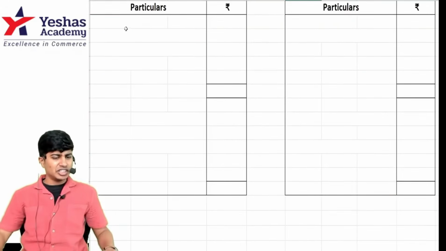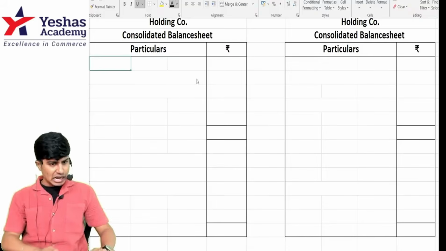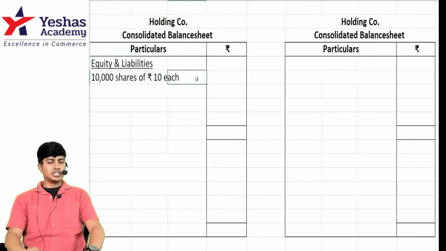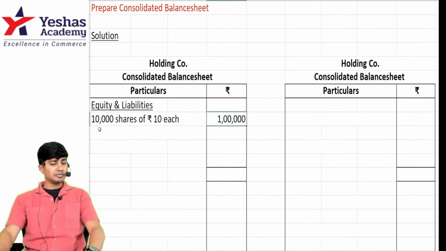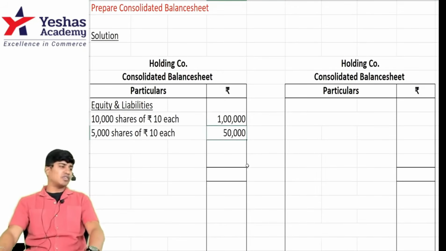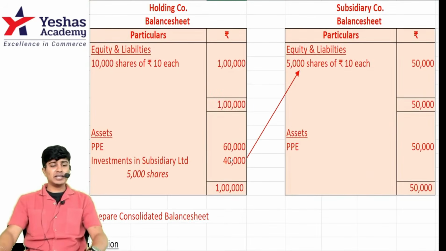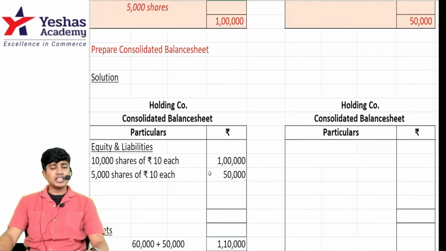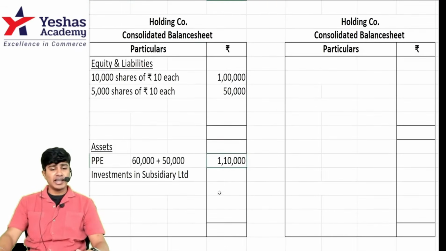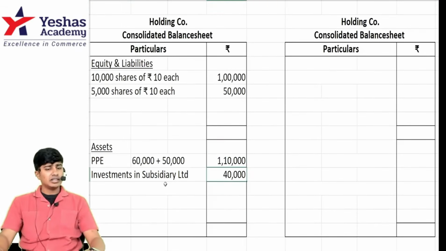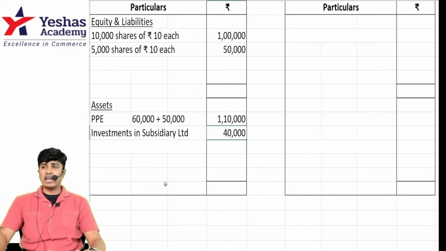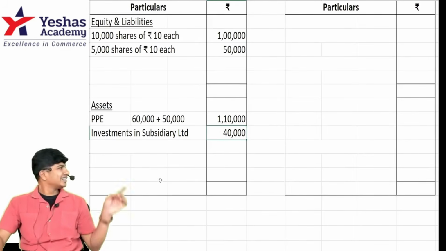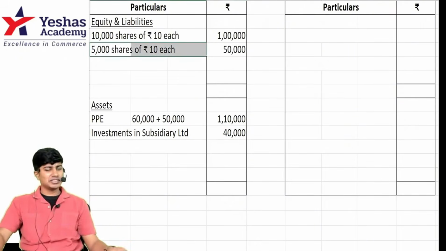Let's add, right? Share capital. How much is the equity and liabilities of holding company? 10,000 shares of rupees 10 each, 1 lakh. Then 5,000 shares of rupees 10 each, 50,000. There's nothing on the liability side. PPE 60, 50. Shall I add to write 1 lakh 10? And how much is investments? 40. I'll write that also. Does it tally? Yeah, 1 lakh 50, 1 lakh 50. But this is little, little off. Why? This and this is same. Shall I eliminate?